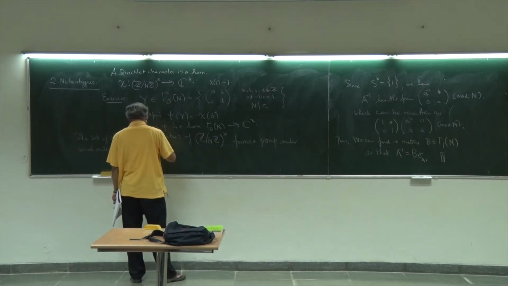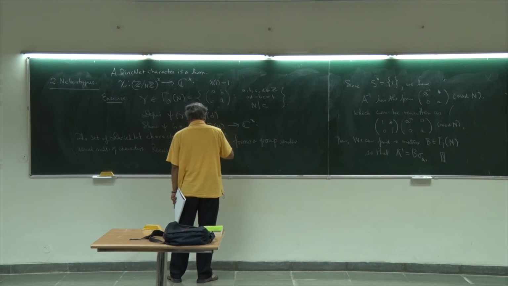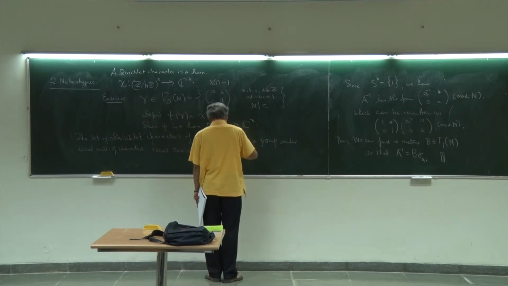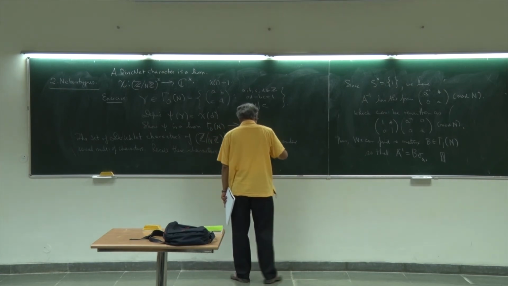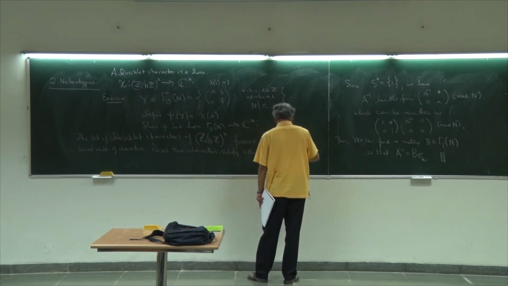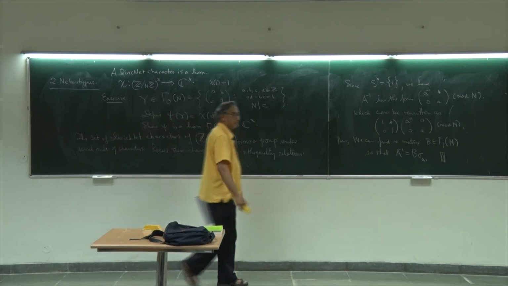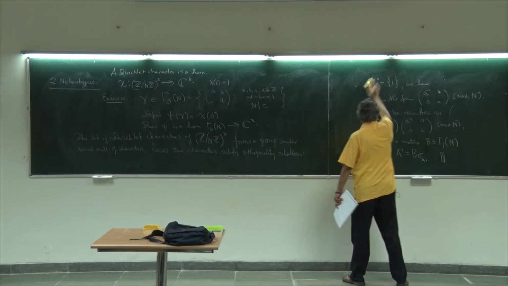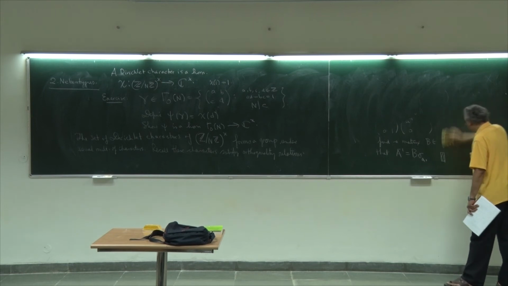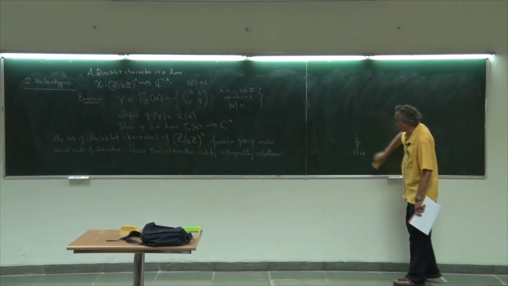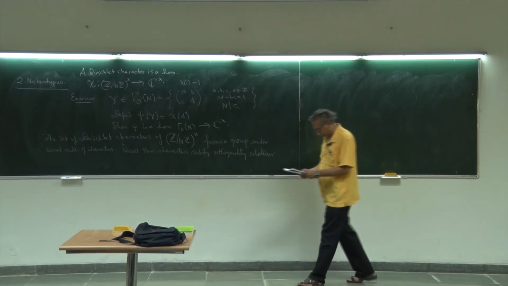Recall, these characters satisfy orthogonality relations. Now, this is actually nothing special about Z mod n Z star. This is always true for any finite group. Certainly for a finite abelian group, it's clear. If it's not an abelian group, the set of characters you can't make a group out of it. So that's the only problem. But since we're not dealing with non-abelian groups at the moment, we'll just stick to abelian groups.